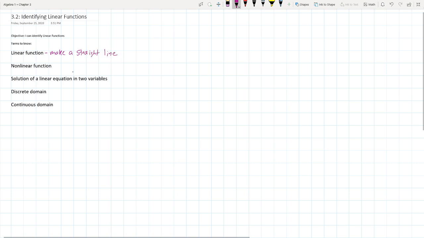And in comparison, a nonlinear function does not make a straight line. A lot of times you might think of this as being curved. A solution of a linear equation in two variables is going to be given as x and y. And that's the x and y on a given line.